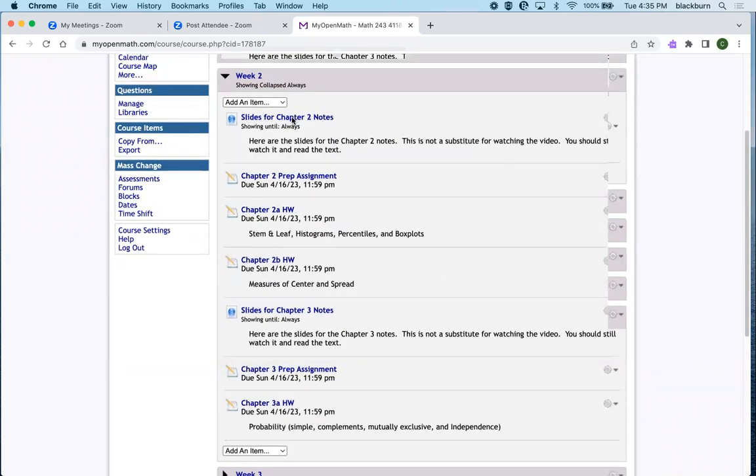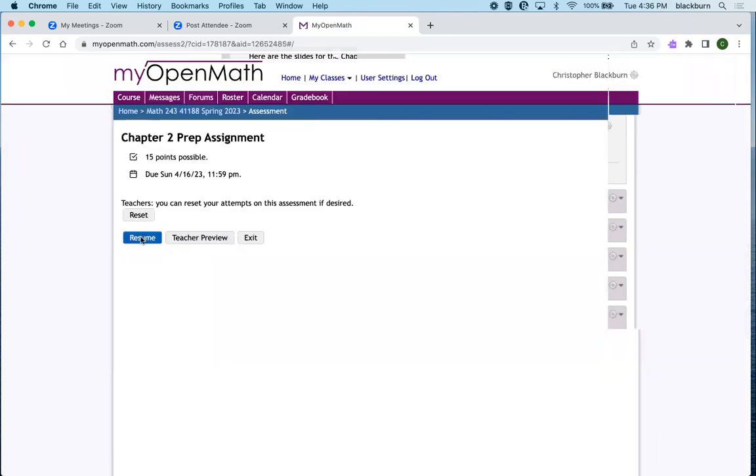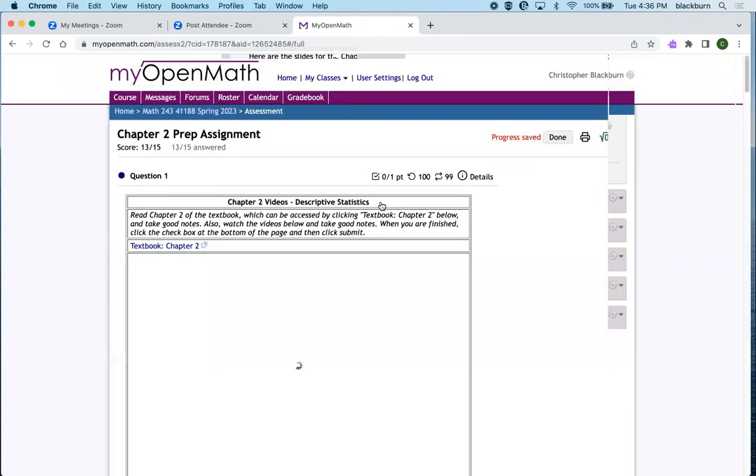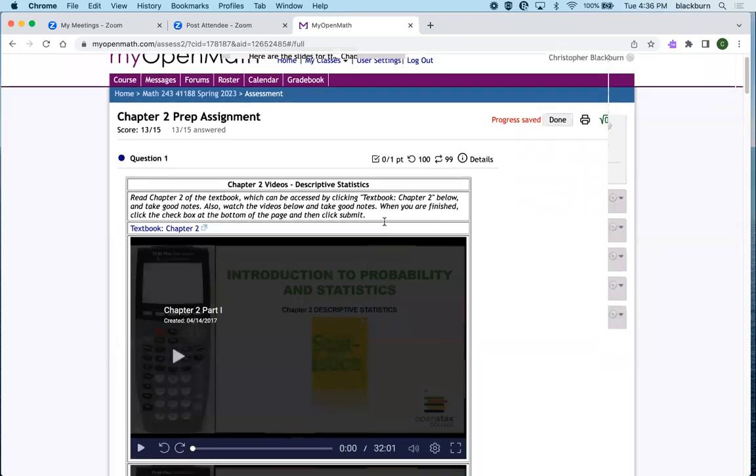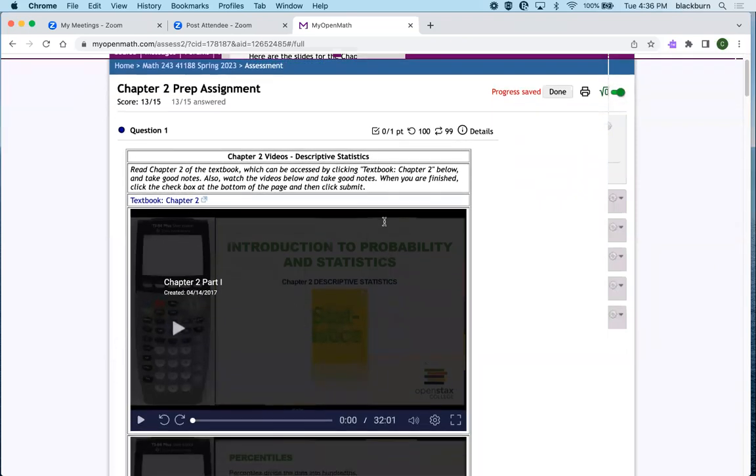So the slides for the chapter 2 notes. Remember, I'm going to start just putting the slides into Moodle because that's where you can download them and print them. For some reason, you can't download and print them in My Open Math. But so the prep assignment, did you have any questions from the prep assignment for chapter 2?